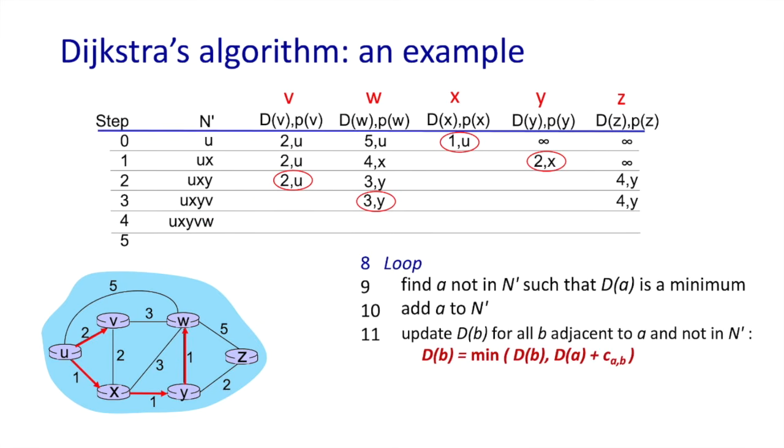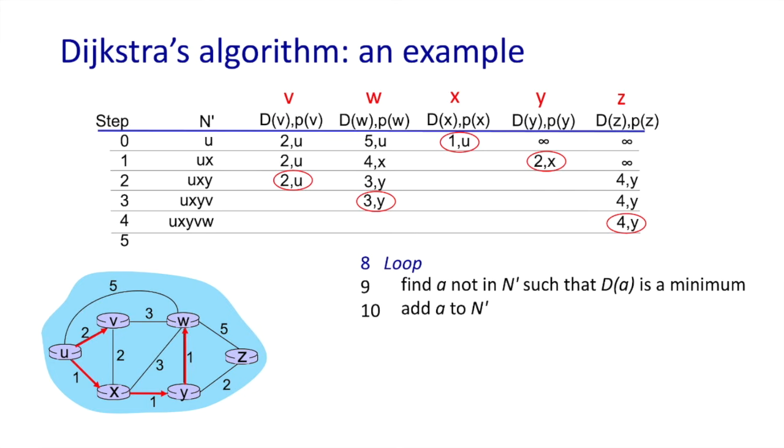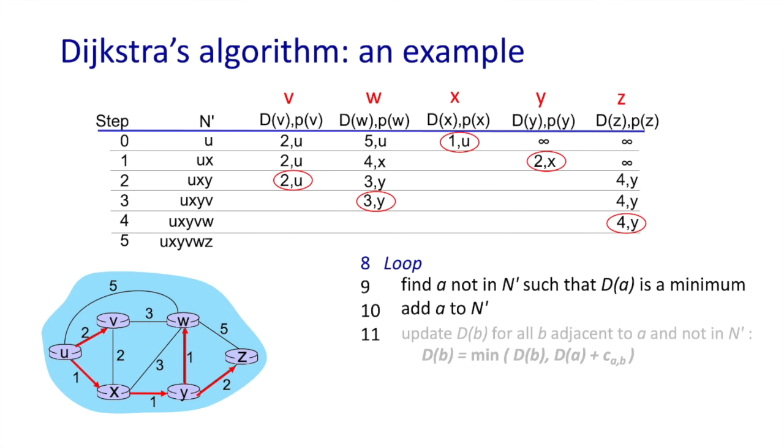Once again, you can see the update step. Well, the only node whose cost needs to be updated is Z. So you see the step for updating the cost of Z. The value of D sub Z doesn't change, so the table remains the same. We loop back again to step 8, enter the identification step, and we'll find a node A not in N prime such that D sub A is a minimum. Well, there's only one node left, that's Z, so we'll add Z into N prime, and now there are no nodes left, so there's no update step. We exit the algorithm, and we're all done.